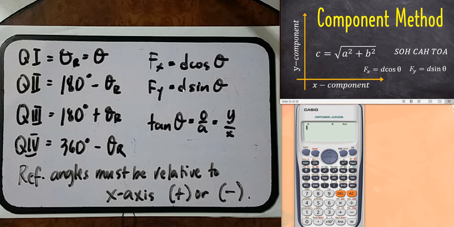If it is located on the third quadrant, you're going to add your reference angle dito sa 180 so that you can get the x and y component of your vector. And if it is located on the fourth quadrant, you're going to subtract your reference angle from 360 para makuha mo yung x and y components. So ano lang yung tatandaan? It should be relative to the x-axis, whether it's positive or negative ang iyong mga reference angles.